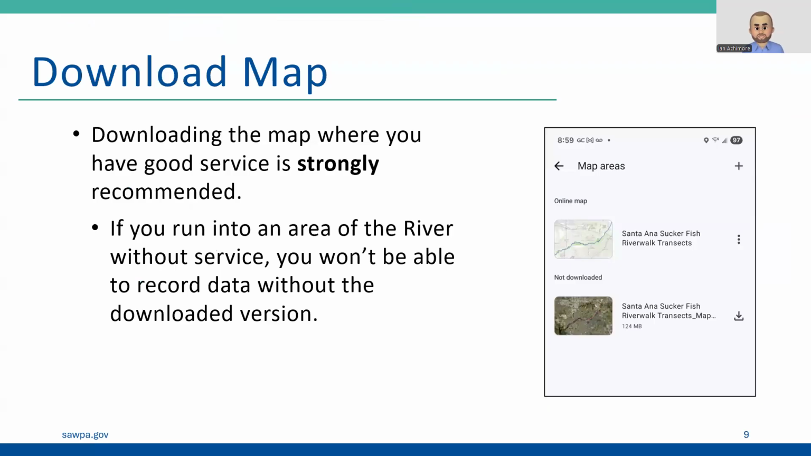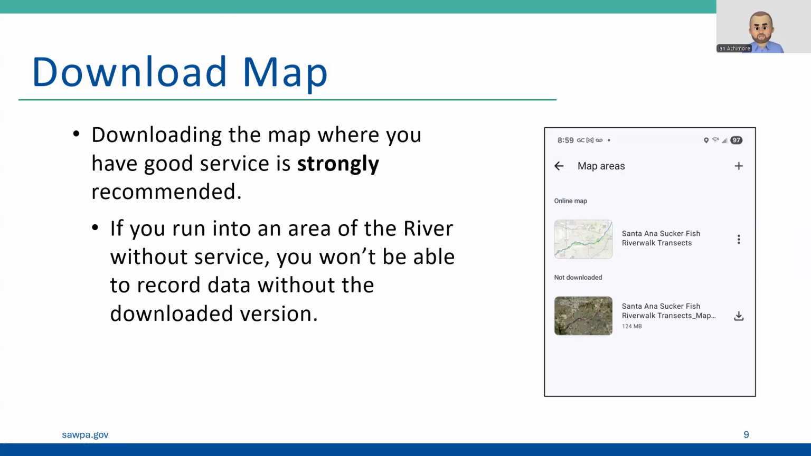So when you're in the office or at home before you get in the river, it's strongly recommended that you download the data from the app onto your device. So when you search it, you'll see it here and there'll be an online map version. There'll also appear a screen like this at the bottom that says not downloaded. So you'll want to download the data, which is all the Riverwalk data, onto your device before you go into the river. It's strongly recommended that you do that, and I'll explain why.